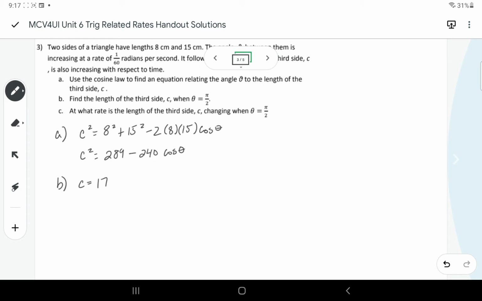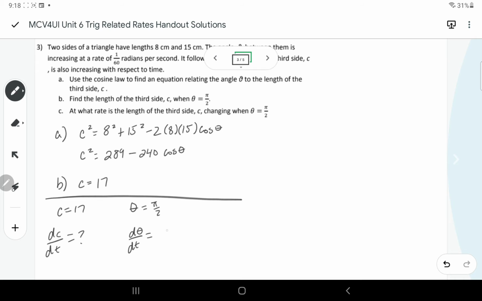So we know C is 17, dc dt, that's what we're looking for. My other variable that's a function of time here is theta, which we've been told is pi over 2. And then d theta dt is increasing, so positive 1/60. So we're just going to put this into our formula here.